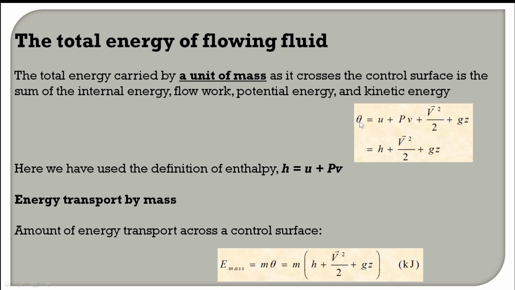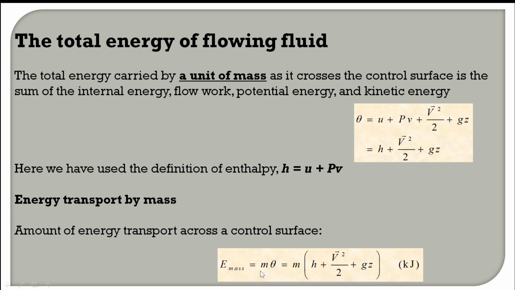So we can write the total energy carried by unit mass as it crosses the control surface as theta. Let us designate this as theta, which is the sum of internal energy plus flow energy plus kinetic energy plus potential energy per unit mass. Okay, unit mass of a substance. That's why we have used all the specific quantities: specific internal energy, specific volume, specific kinetic energy, and specific potential energy. So we can write u plus Pv. You know that it is enthalpy. Internal energy plus pressure volume energy is nothing other than enthalpy. So enthalpy plus kinetic energy plus potential energy is the total energy carried by a unit mass of a substance when it crosses the control surface.